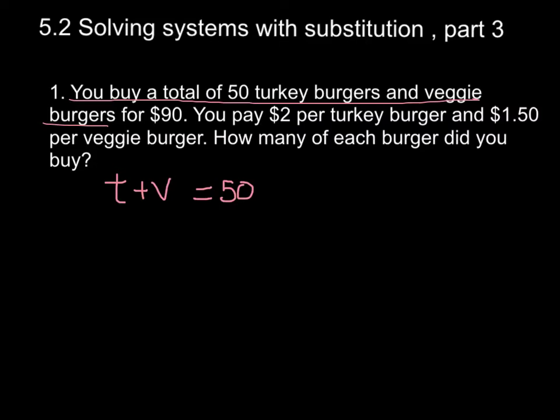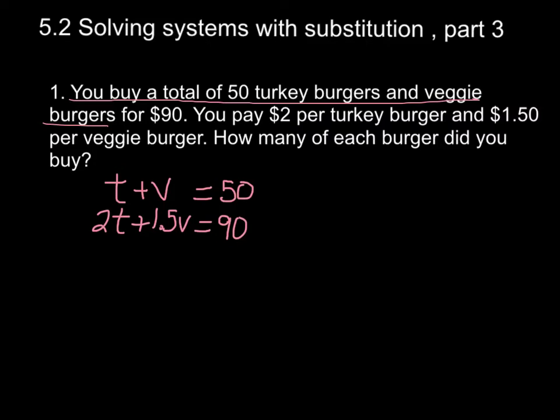We now know the second equation is how much it's going to cost. Well, if it's $90 total, and the number of turkey burgers is T, and each turkey burger is $2, that means it's $2 for every turkey burger, and it's $1.50 for every veggie burger. So my second equation is going to be 2T plus 1.5V equals 90.